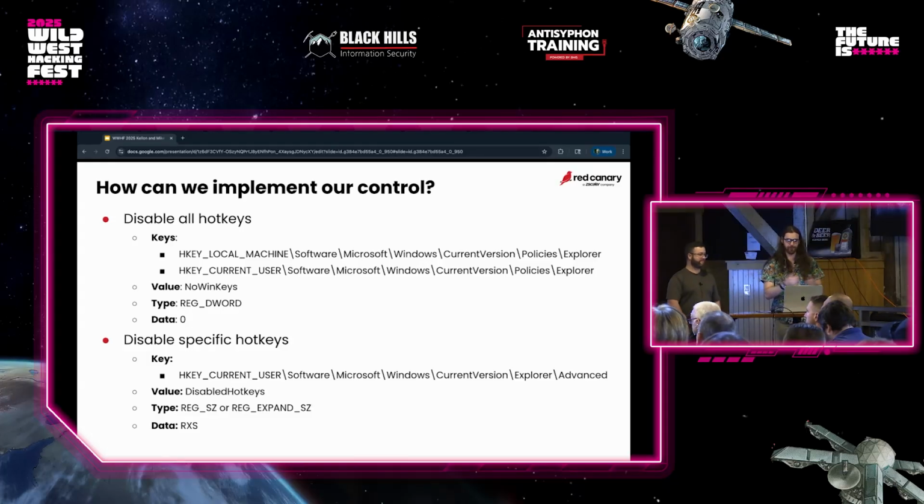And you can do that through HKEY_LOCAL_MACHINE or CURRENT_USER, and jump into Software\Microsoft\Windows\CurrentVersion\Policies\Explorer. And under NoWinKeys, you can set that to 1, and that's going to disable all Windows hotkey variations. So, an option. But we did find that you can get really specific with a similar path under CURRENT_USER Explorer Advanced. You can disable specific hotkeys by entering the letter value in the data field.